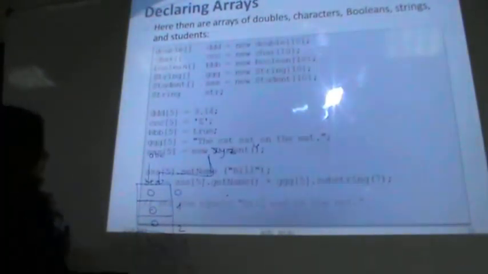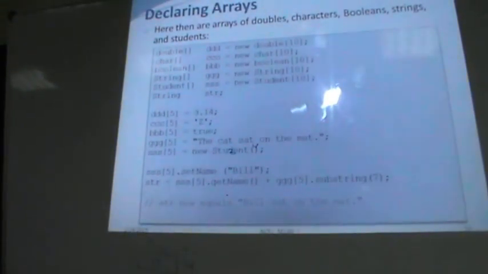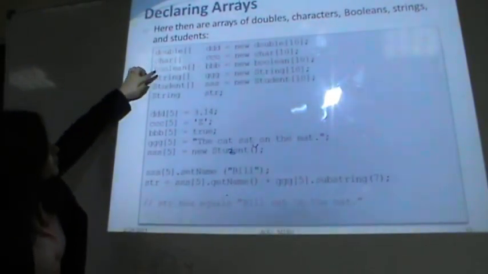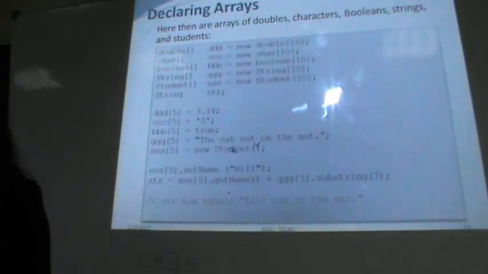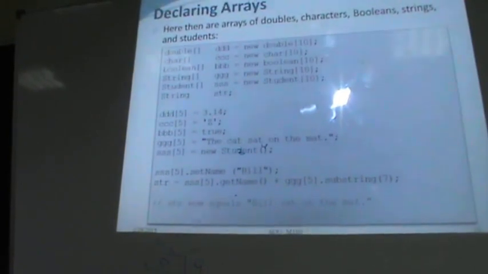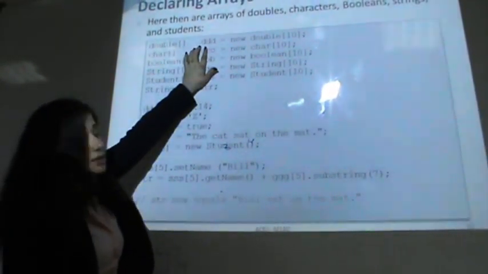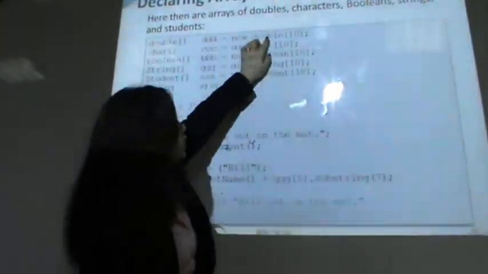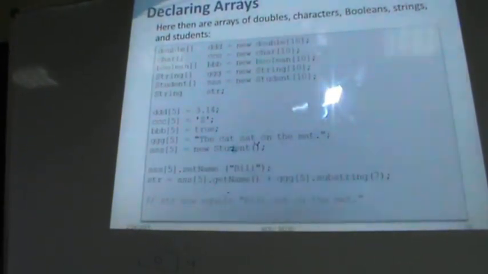Let's see here. Here are arrays of doubles, characters, booleans, strings, and students. It's an object of a class that already exists called what? Student. Let's see here, double DDD, the name of the array of doubles, DDD, new double of 10, contains how many elements? 10, from 0 till 9.